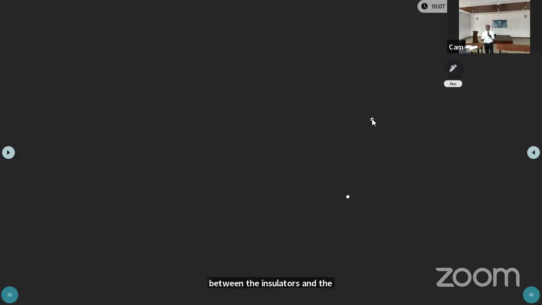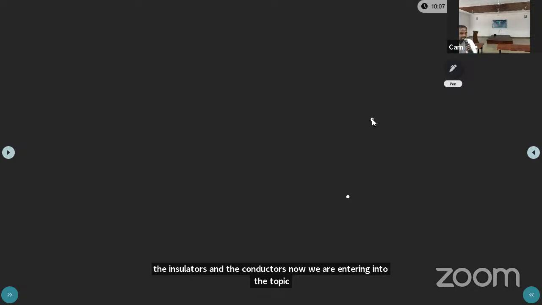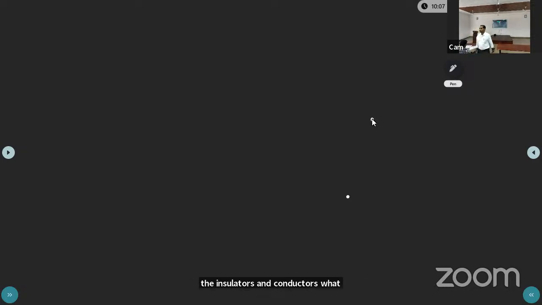Now we are entering into the topic of insulators and conductors. What is an insulator? It does not allow the flow of electrons. What is the flow of electrons? The flow of electrons is current. So current will not flow in insulators. Tell me some examples for insulators.